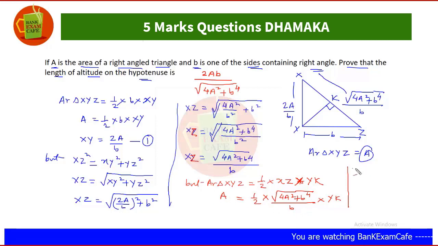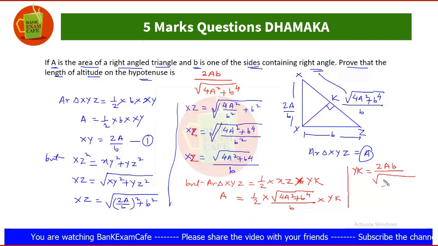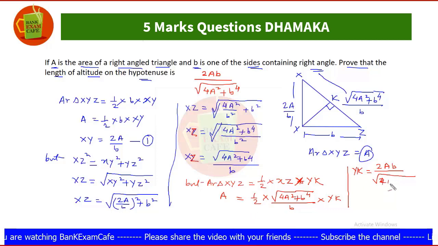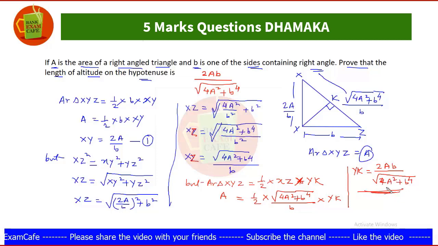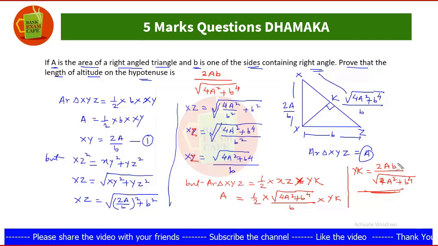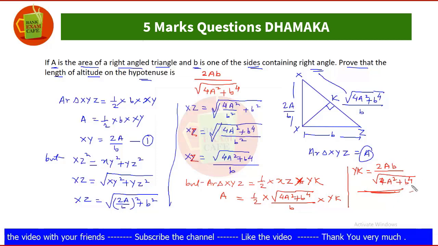So yk will be equal to, take 2b to the other side, so this will be 2ab upon, this will go to the denominator, square root of 4a square plus b to the power 4. Hence the altitude is equal to 2ab upon square root of 4a square plus b to the power 4.